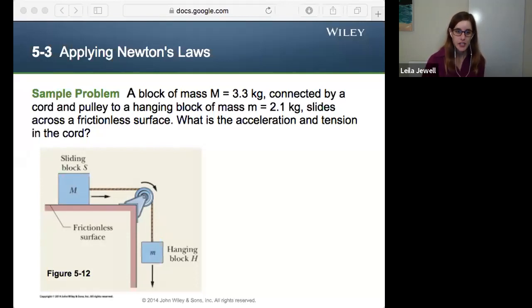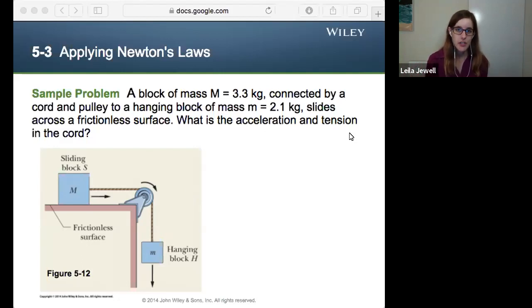And conveniently, they give us a picture, which is really great. So we have this frictionless surface with the sliding block of big M mass, and then there's the cord connecting to a hanging block, H. Right, so as we're going through this, we know we've been given the masses, but we don't have a whole lot more to go off of. But anytime we want to think about acceleration and tension, those are forces and acceleration. So that gets me thinking about Newton's second law, F equals ma.